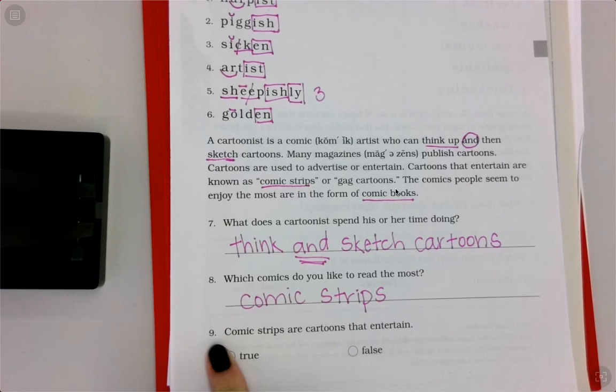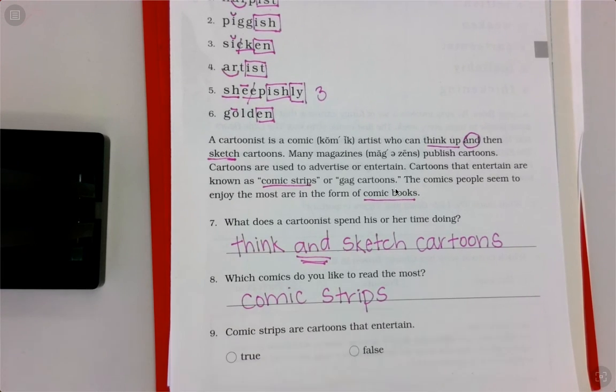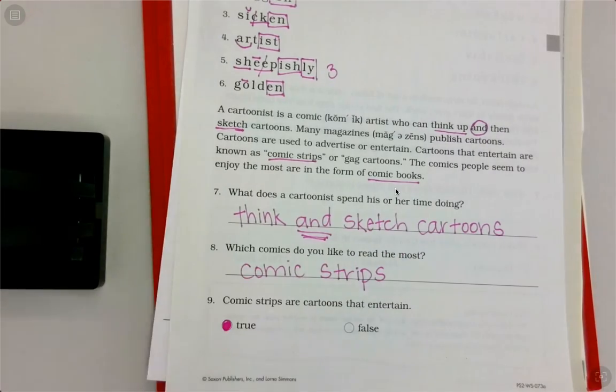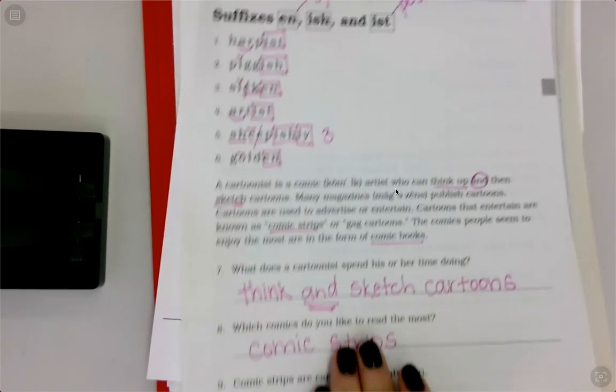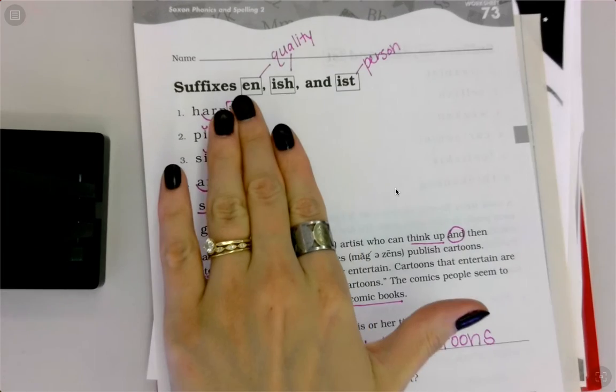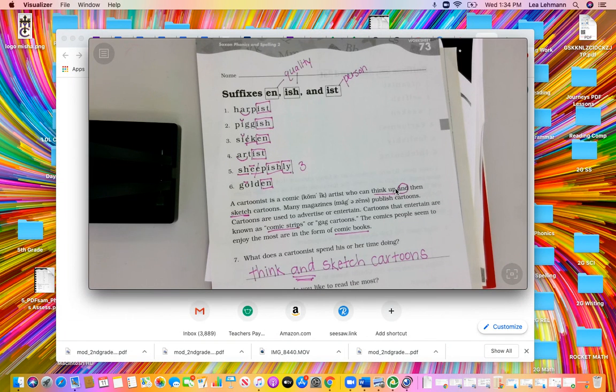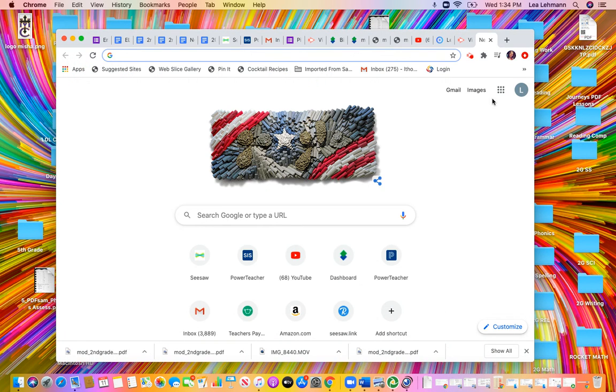Number 9 says comic strips are cartoons that entertain. True or false? True, of course. Okay. All right. So that is your worksheet for today. Don't forget what suffixes are there at the end of a word. We've got en, ish, and ist, which is a person. All right, go ahead and turn that over. The back side is your homework.